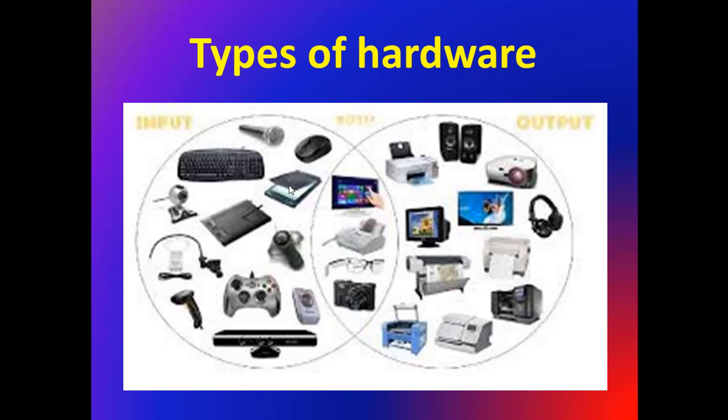Types of hardware. There is an image in front of you. You can see the different types of hardware. Speakers are there, printer is there, projector is there. These are both monitors. Here LED technology is used, but here CRT technology is used. This is the touch screen, this is the scanner, this is your mic, this is the web camera.